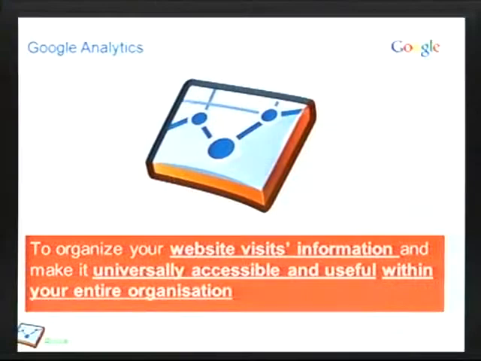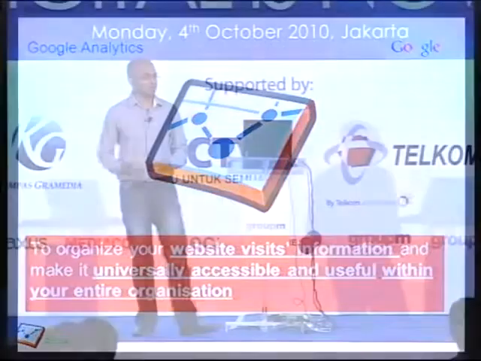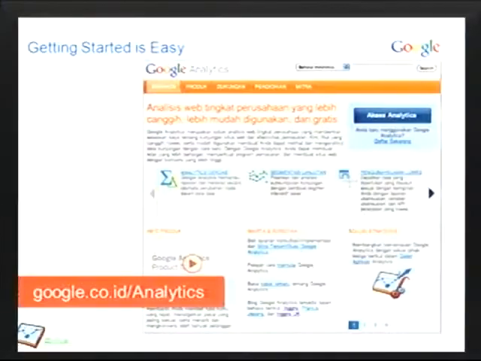So Google's mission is to organize the world's information, make it universally accessible and useful. So you could think about Google Analytics as really being a subset of that. It's about organizing information about your website visitors and making that information universally accessible within your entire organization, not just sitting within one or two stakeholders. So it's a tool where everybody can access it, everybody sees the same data. It's a very easy to use tool.